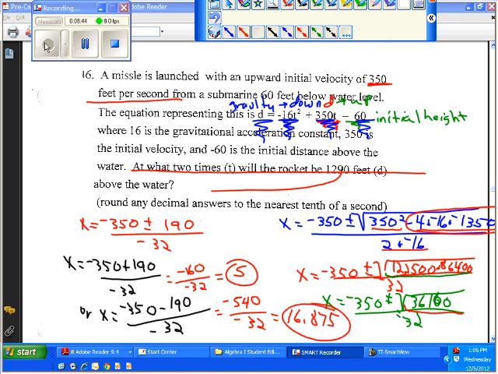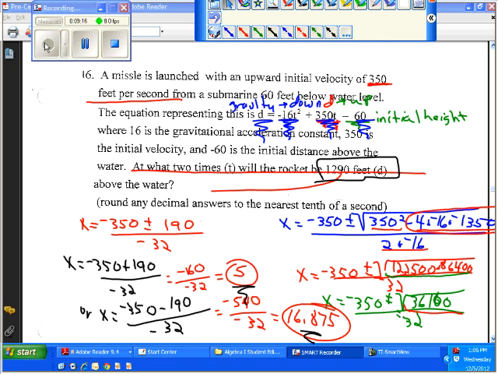So this missile will be 1,290 feet above the ground after 5 seconds, and then again on the way down after 16.875 seconds. Now, if it went straight up and is coming straight back down, and it missed what it was aiming at, they better get out of the way, right? Before 16.875 seconds, or they'll do themselves in. That's fine. You can round if you want.